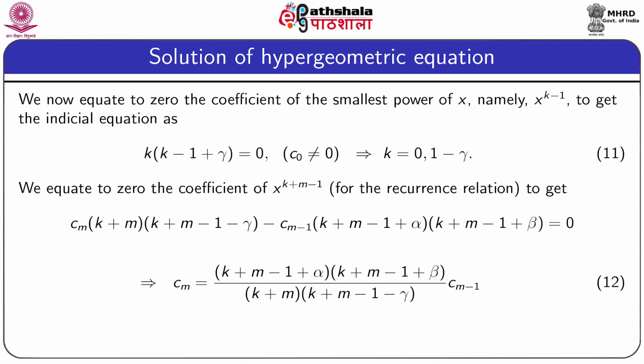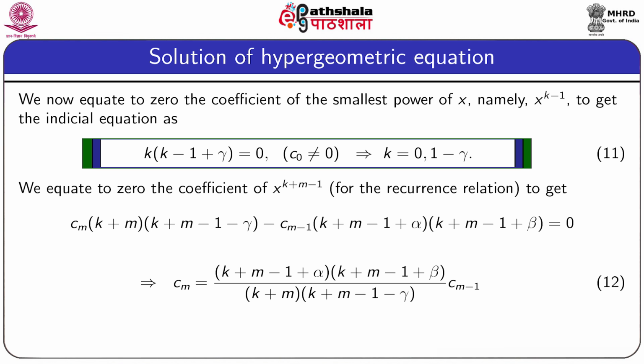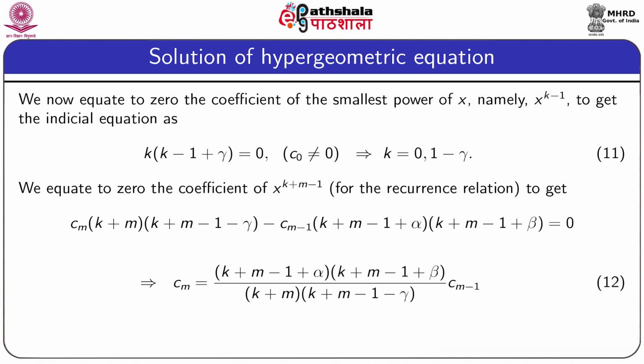We now equate to 0 the coefficient of the smallest power of x, in this case x to the power k minus 1, to get the initial equation as k(k minus 1 plus gamma) equal to 0, because C0 is not equal to 0, and this implies the values of k are 0 and 1 minus gamma.